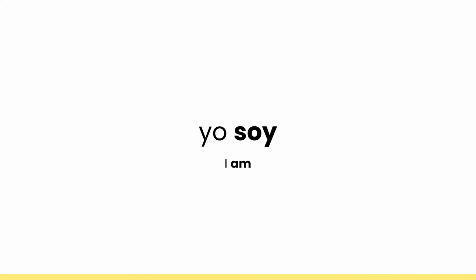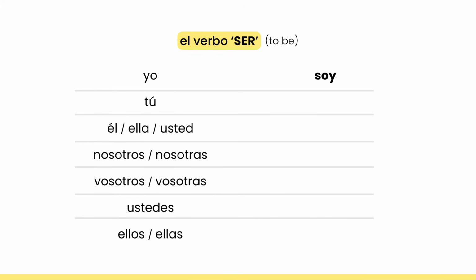I am, in Spanish, is Yo soy. So let's add this one to our list first. Yo soy. So soy is the conjugation of the verb ser. And as you can see, it's quite irregular already because ser, S-E-R, changes to S-O-Y.